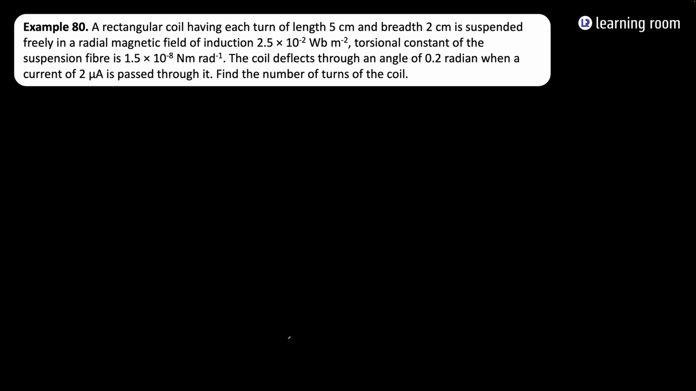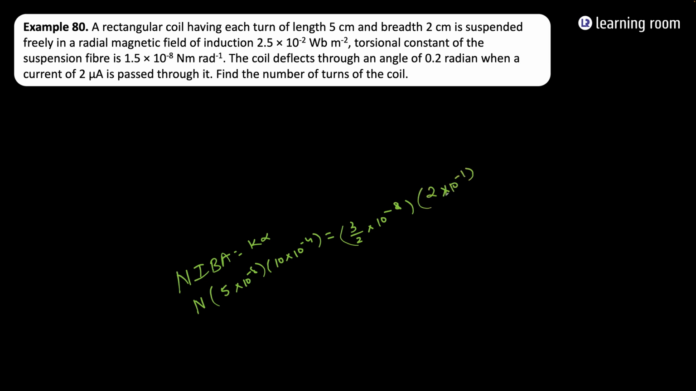So it is basically NIBA is equal to K alpha. So N is what we need to find. N into current into B is going to give us 5 into 10 power minus 8 into area, how much? 10 into 10 power minus 4. What is the torsional constant? 3 by 2 into 10 power minus 8. Correct? 3 by 2 into 10 power minus 8 only, no? Into how much is the radian? 2 into 10 power minus 1. So 10 power minus 8, 10 power minus 8 gone. 2 and 2 are gone.